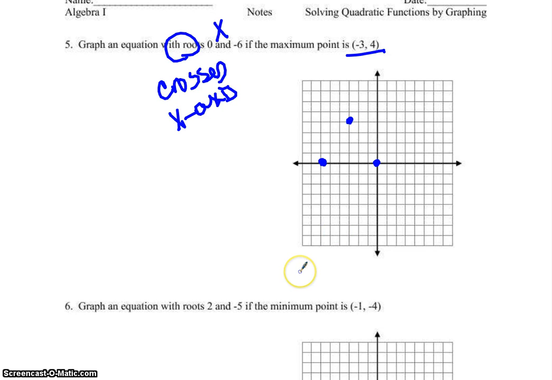You have to have a parabola, curved line, that goes through those 3 points. So it's going to be something like this. Put arrows on the end. Doesn't have to be perfect, but needs to look realistic, okay? And that's all you have to do.